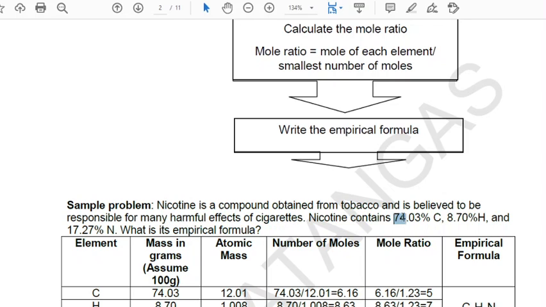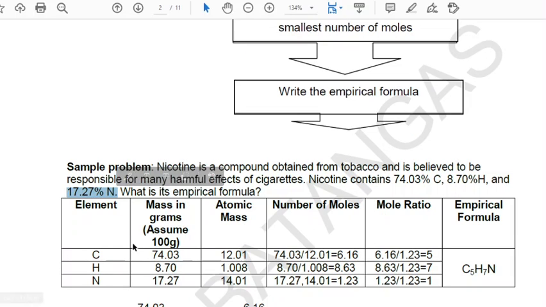So nicotine contains 74.03% carbon, 8.07% of hydrogen, and 17.27% nitrogen. Let us put them in a table. Elements C, H, and N. According to this given, C is 74.03, so we'll make it 74.03 grams. Hydrogen is 8.70, so we'll make it 8.70 grams. And nitrogen is 17.27%, so it's 17.27 grams here.